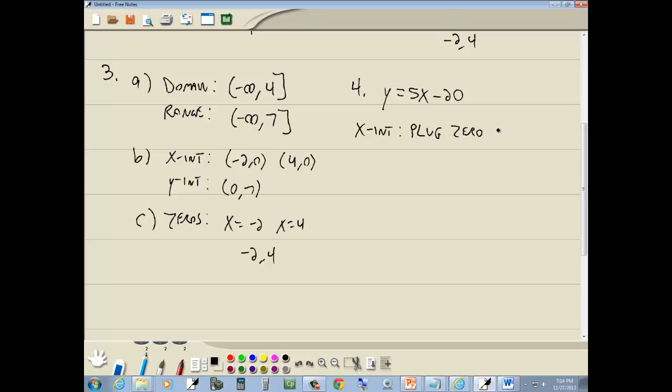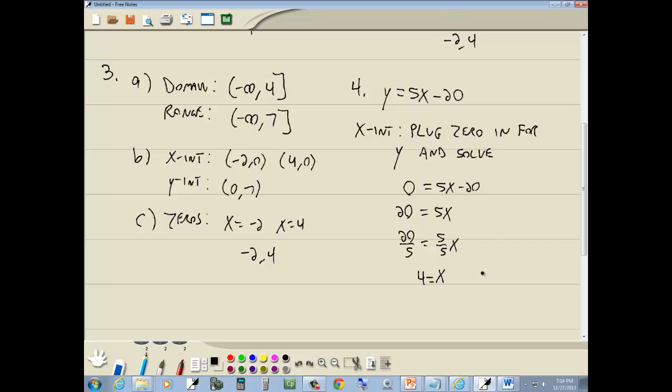So to find the x-intercept, we're going to plug 0 in for y and solve. You have to know linear equations in order to do these. So plug 0 in for y. So we got 0 is equal to 5x minus 20. And we want to solve. So I take negative 20 to the left side, gives us positive 20, equals 5x. And then divide both sides by 5. And we get x is equal to 4.